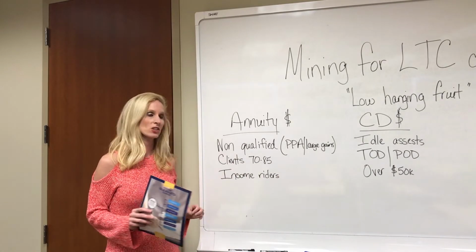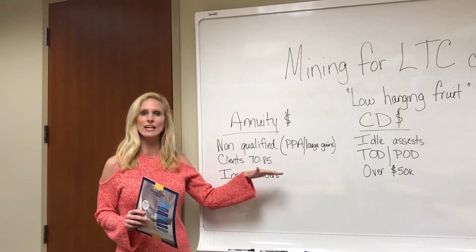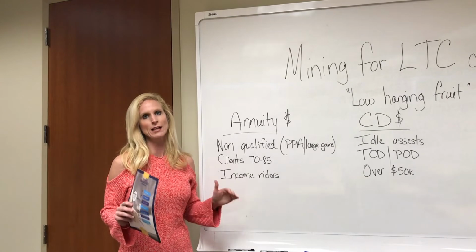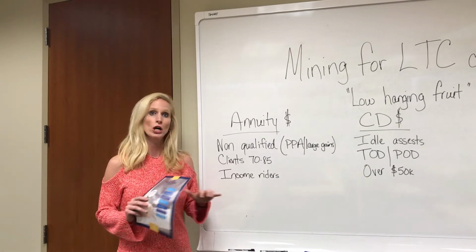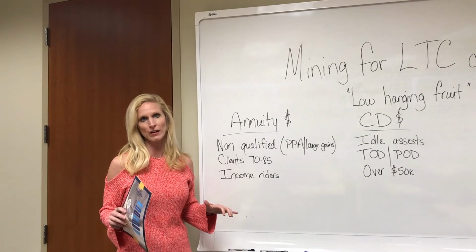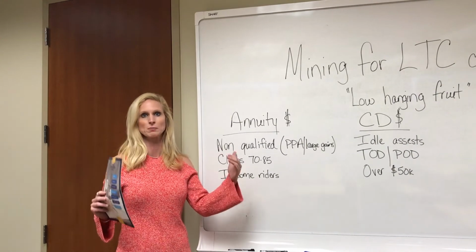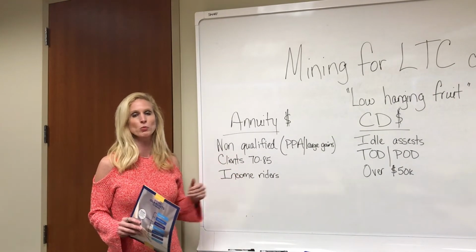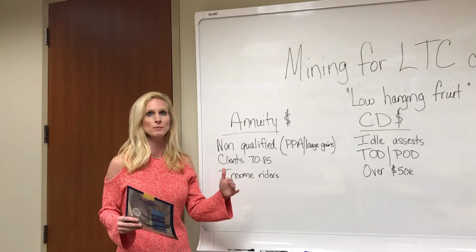The second thing is clients ages 70 to 85. Most of the time, clients in that age range for underwriting purposes cannot qualify for long-term care, or it's super expensive. But with annuity plans, we actually have options for clients up to 85.